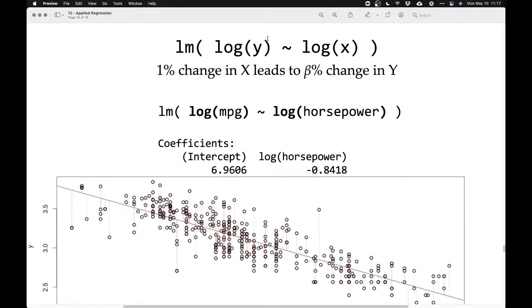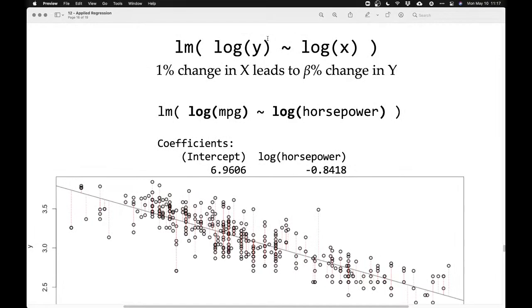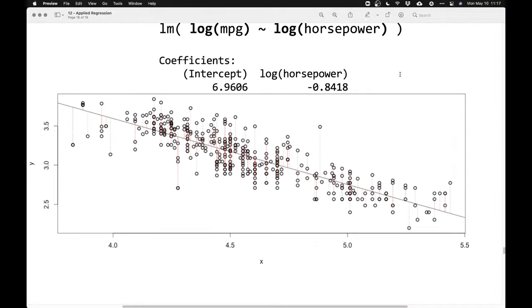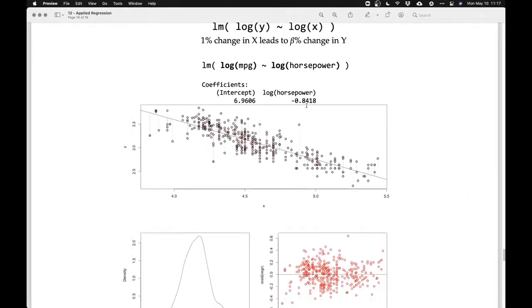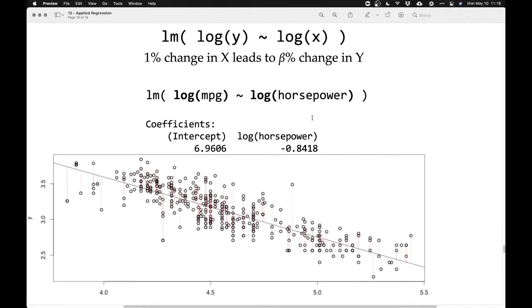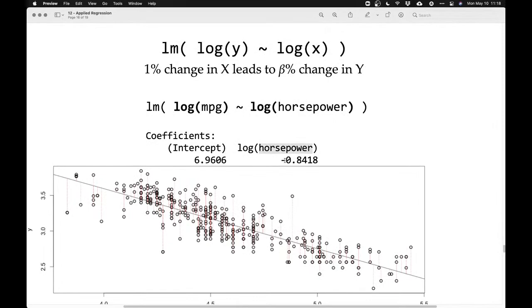However, does taking the log of both sides give a pleasing meaning? It actually gives a very pleasing meaning. When you take the log of both sides, then a 1% change in x leads to a coefficient percent change in y. Very simple. So in our case, when we did this regression, log miles per gallon over log horsepower, the coefficient was minus 0.84. This tells us that a 1% change in horsepower leads to a 0.84% drop in miles per gallon. It's percent on both sides now. All right.